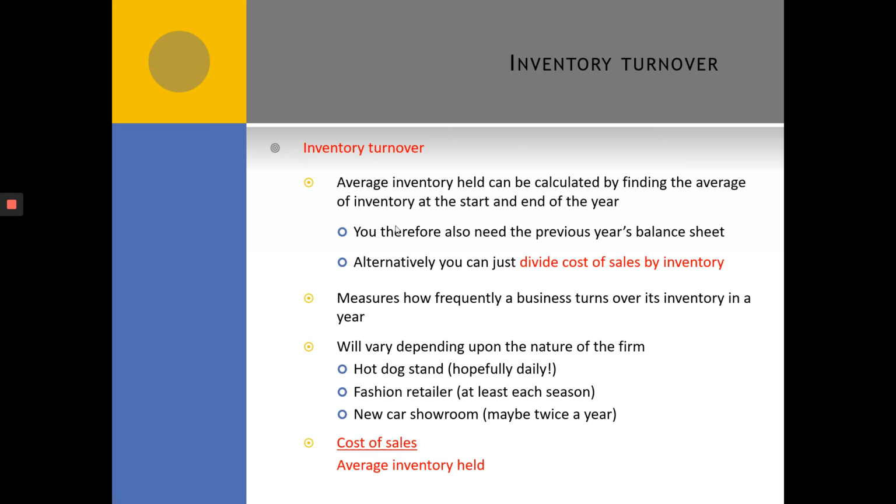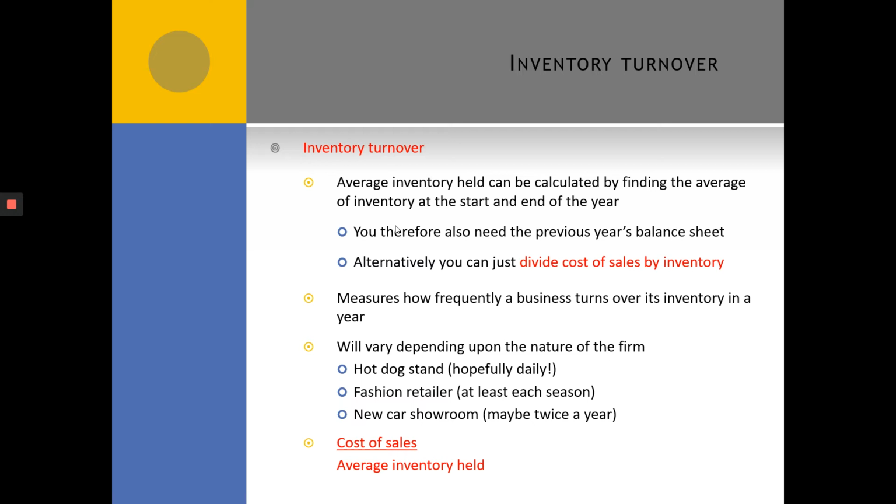Okay, the next ratio we're going to look at is inventory turnover, and another word for inventory is stock. When we're looking at inventory turnover, we're looking at how much stock a business has got through over a period of time. To calculate our average inventory, we find the average from the start and the end of the year. So see what a business had at the start, compare it with what they've got at the end, and then work out the average.